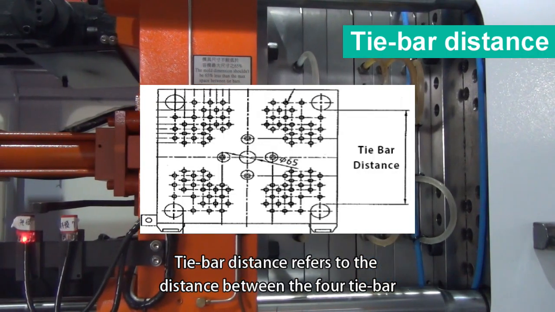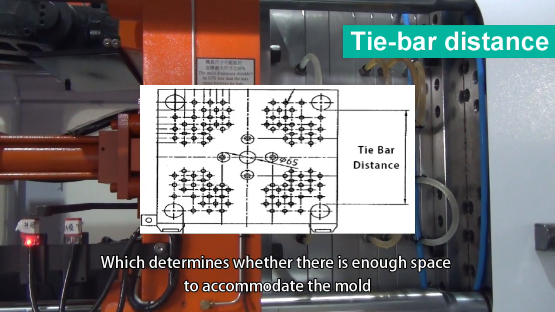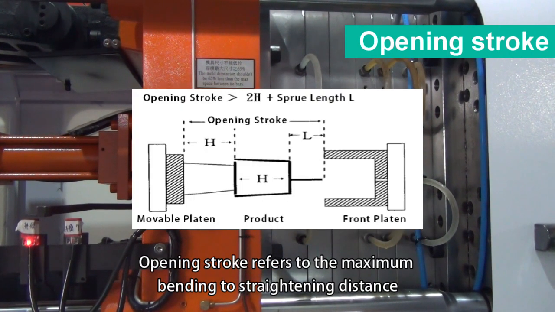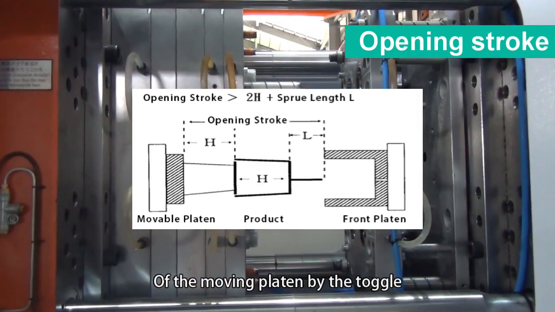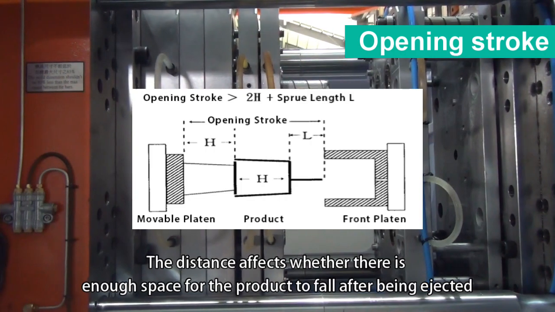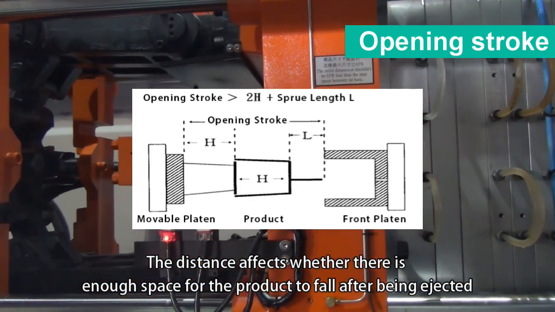Tie bar distance refers to the distance between the four tie bars, which determines whether there is enough space to accommodate the mold. Opening stroke refers to the maximum bending to straightening distance of the moving platen by the toggle. The distance affects whether there is enough space for the product to fall after being ejected.